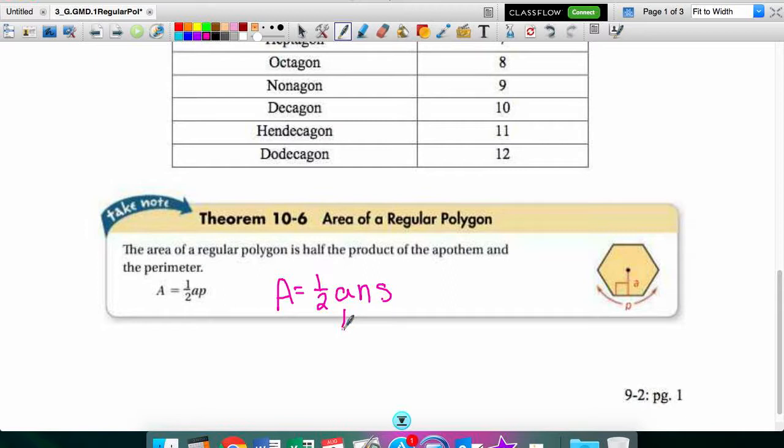The A represents the apothem of our polygon. N represents the number of sides, and S will represent our side length. If we can identify all 3 of these components, we'll be able to easily calculate the area of a regular polygon. So let's go ahead and take a look at some examples.